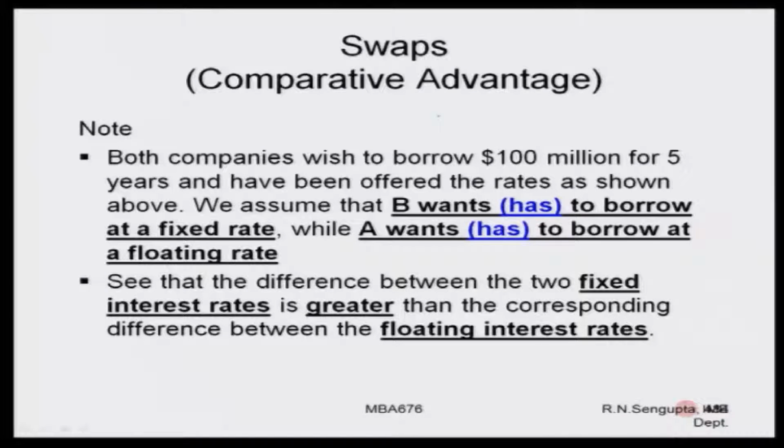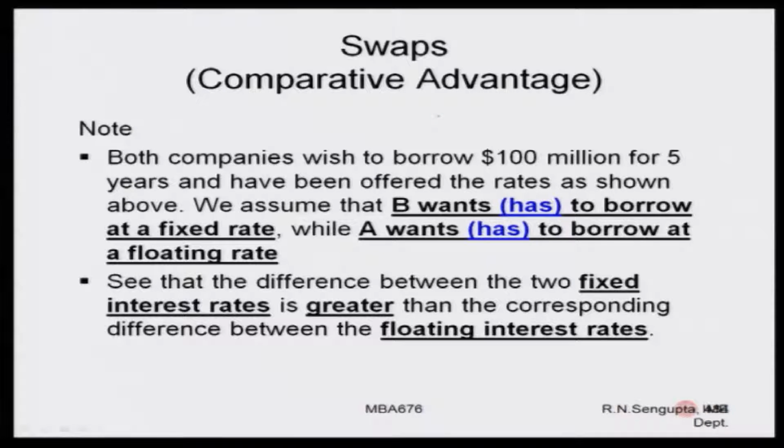So, if I compare these 2 statements, it would mean both companies wish to borrow the same amount for a 5 year period. So, time is basically being brought into the picture in order to understand how the swap, if you draw the matrix, would come into the picture. The principal amount, the notional amount, is 100 millions, and they have been offered the rates as shown in the previous slide. We assume that B wants or has to borrow at a fixed rate, while A wants to borrow at the floating rate. So, obviously, if B goes for a fixed rate, it is facing a disadvantage with respect to the floating case, while if A wants to do that, it is facing the opposite type of disadvantage.